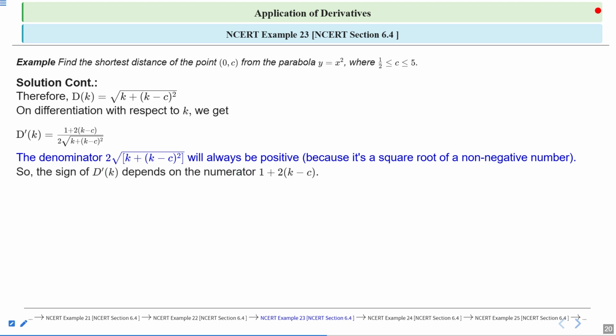So the sign of d'(k) depends on the numerator 1 + 2(k − c). Therefore, d'(k) = 0 gives k = (2c − 1)/2. Clear?